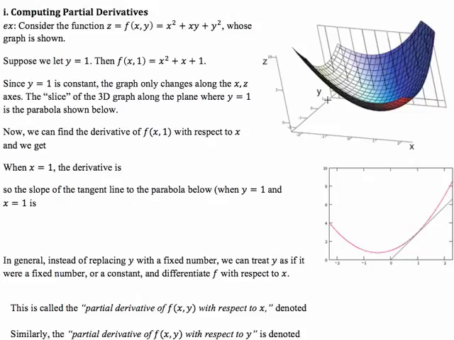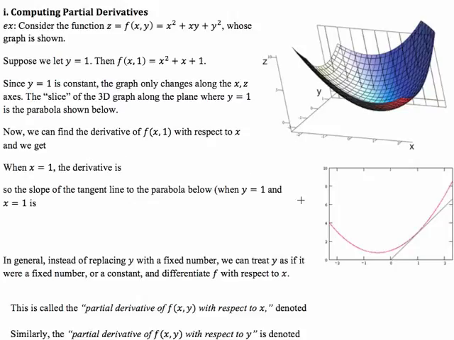Notice this y-axis is right here. It's not in the typical direction, but it's made to be easier to see here. So y equals 1 is right here, and that's this plane that is coming through this paraboloid. If we plug in 1 for y into the function, we get x squared plus x times 1 plus 1 squared, or 1. Now, since y equals 1 is a constant, the graph really only changes along this xz axis, where they're intersecting, in other words. The slice of this 3D graph along the plane y equals 1 is this parabola right here. So that's the line along which the curve, this three-dimensional graph, and this plane intersect.